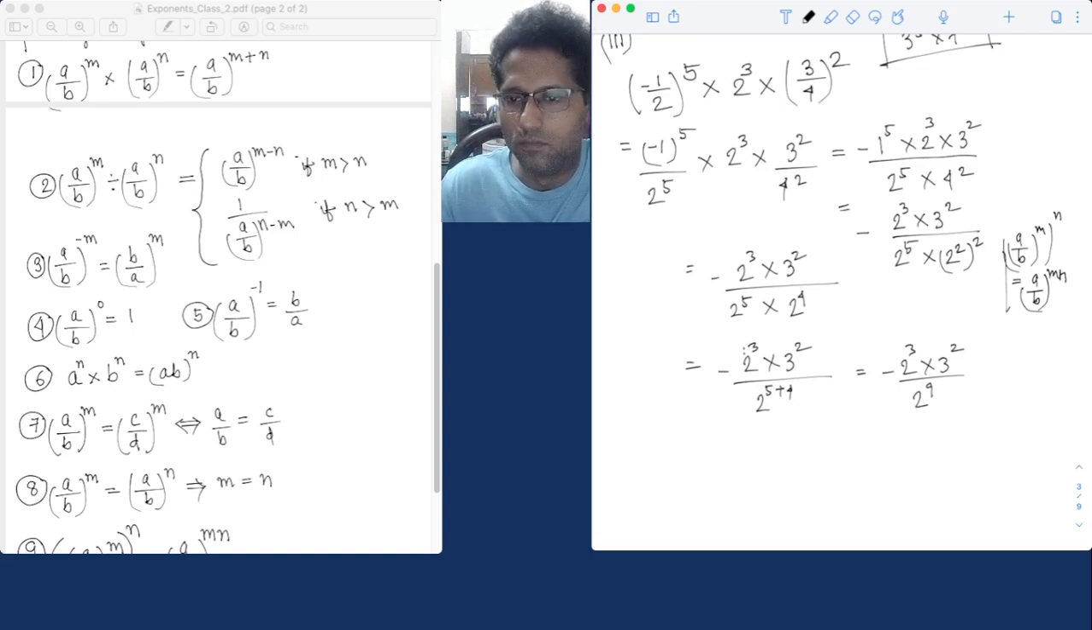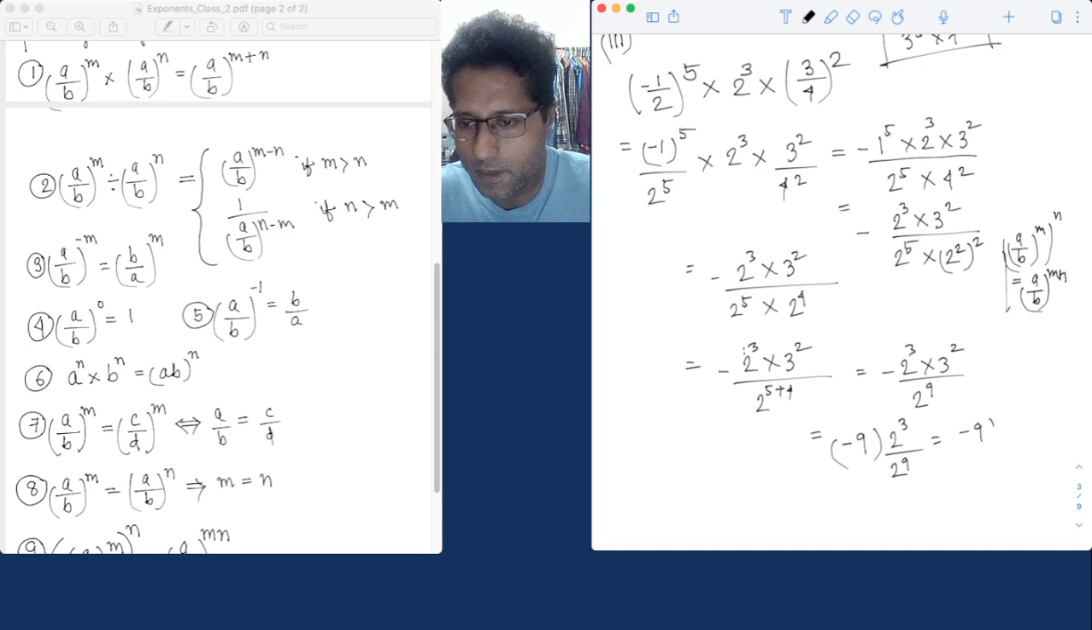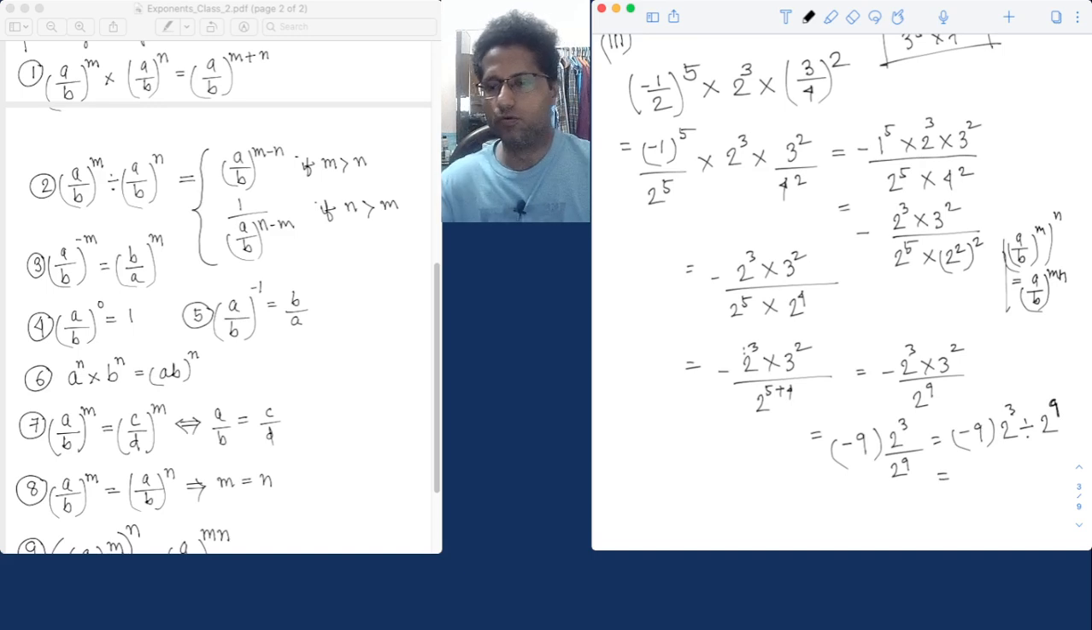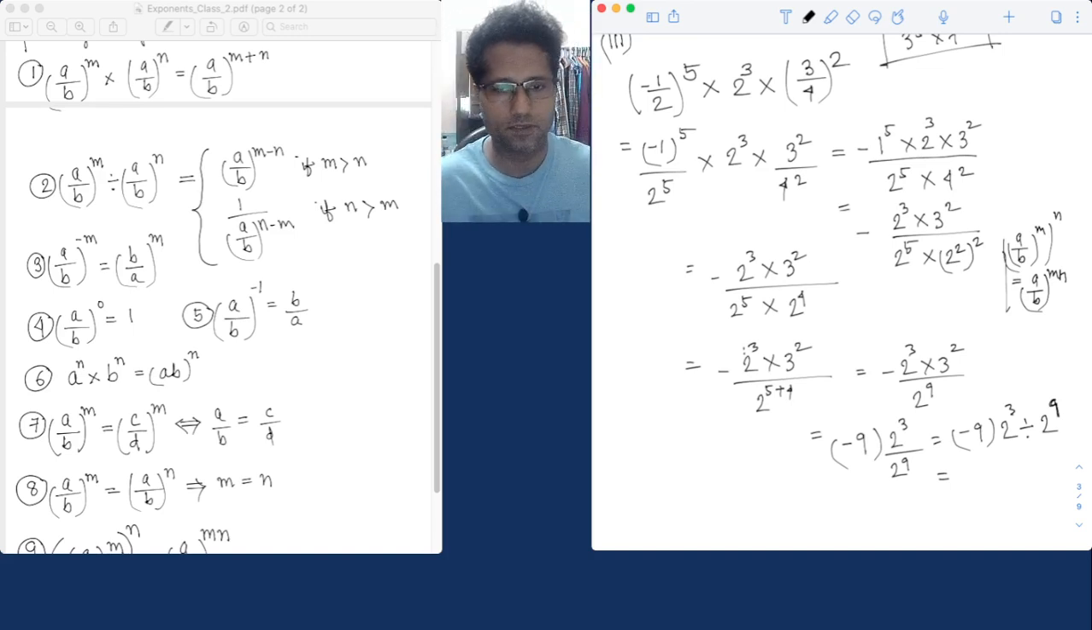Now 3 square is 9, so let's put aside minus 9, and we have 2 cube divided by 2 to the power 9. We can use the formula, the second one from the notes. Please check the notes on the left hand side.